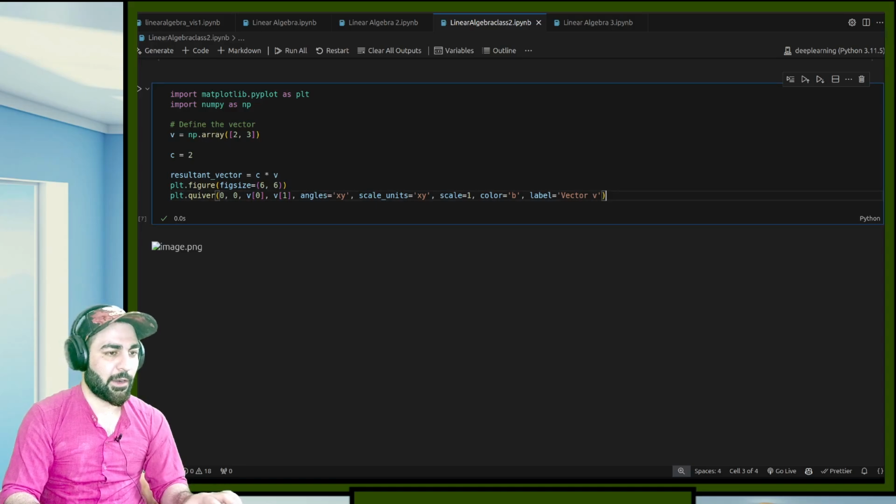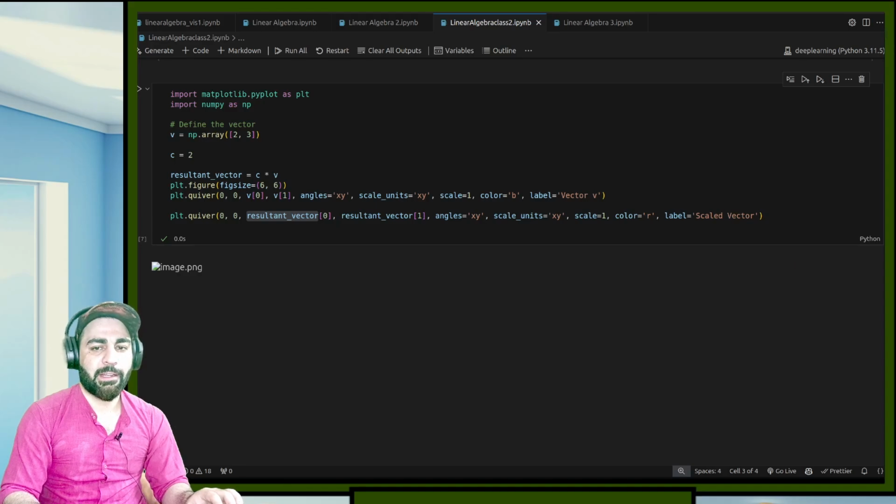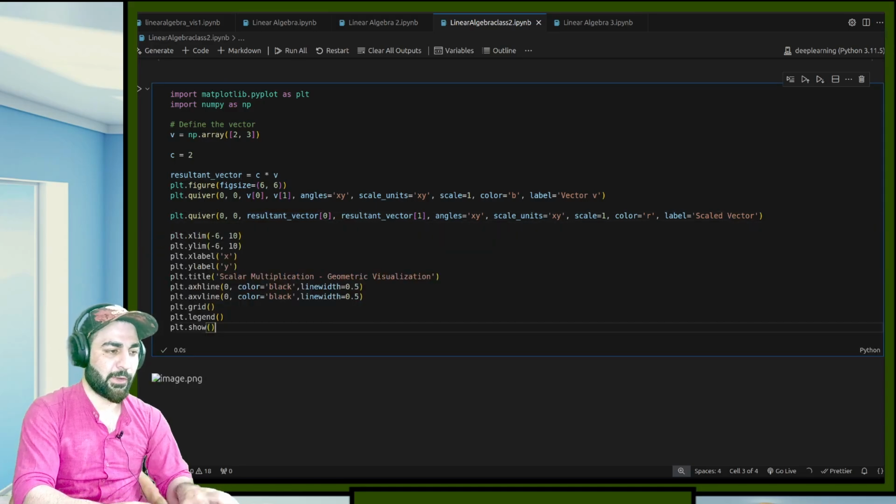So the scaled vector, how to plot this? Same thing, but just keep in mind that this argument should now be the resultant vector. So here I have given the resultant vector, and now I'll just do the labeling part: labeling, limiting, giving the legends, and setting the x-axis and y-axis.